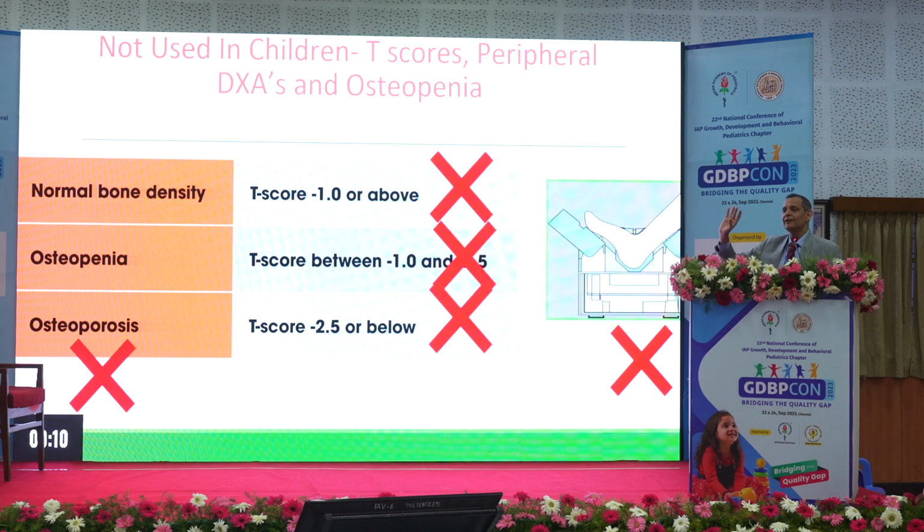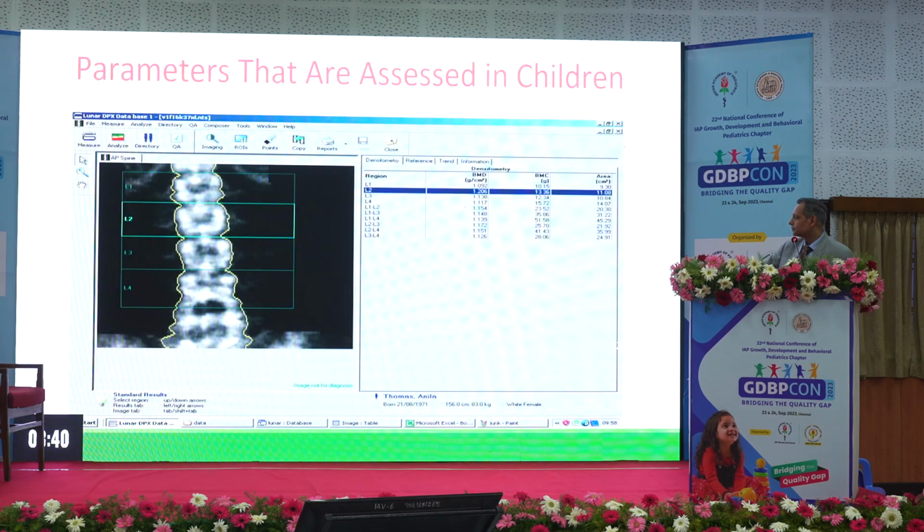So it's completely useless in children. So do not look at the T-scores for osteopenia, osteoporosis or normal bone. Do not look at any report given to you by some relatively substandard laboratories that also do bone density for your patients and give you a peripheral bone density. There is absolutely no correlation whatsoever between the peripheral bone density and the actual bone density in pediatric practice. So remember this. Even if you take home this message, I'll be happy.